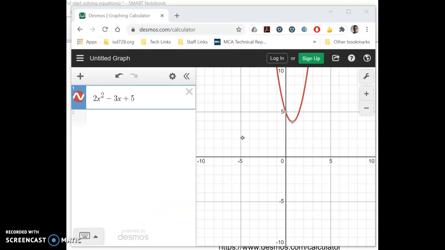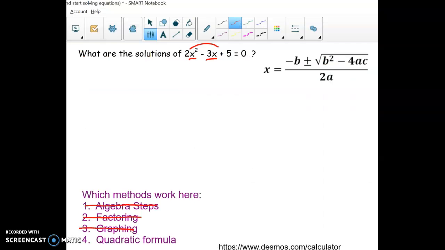So you can see the flaw in the graph method here, right? Remember, graphically, our solutions are where it crosses the x-axis. So this one doesn't cross at all, meaning our answers are not real answers, but imaginary. Okay, so that basically means graphing is now out, and factoring, even if we try to factor, it won't work. You can't get imaginary answers with factoring. Okay, so that's not going to work.